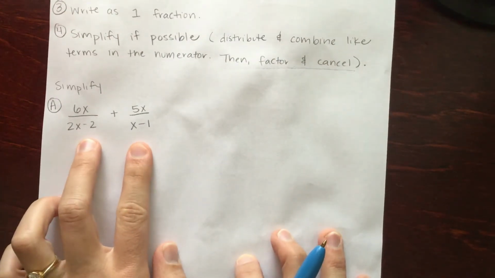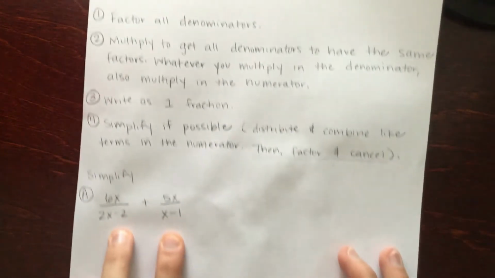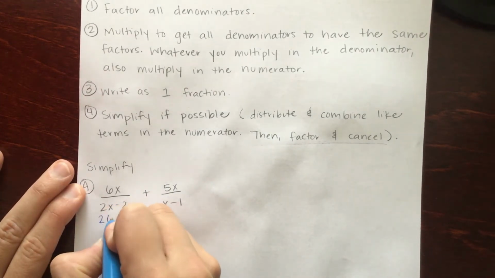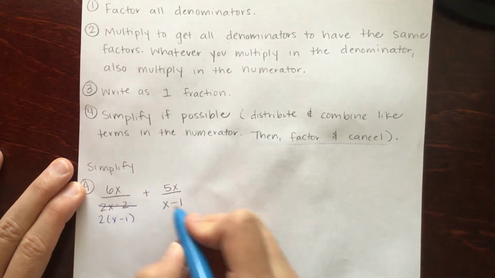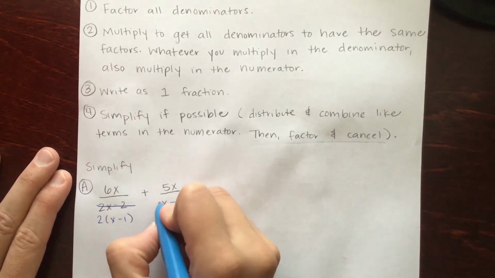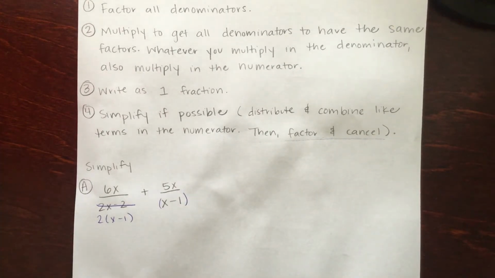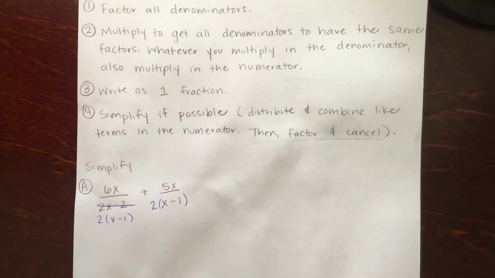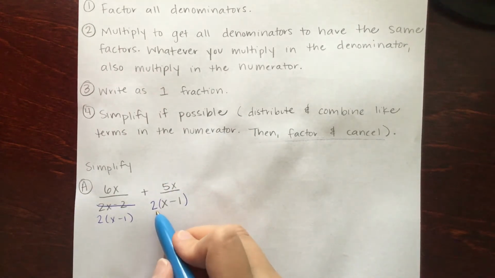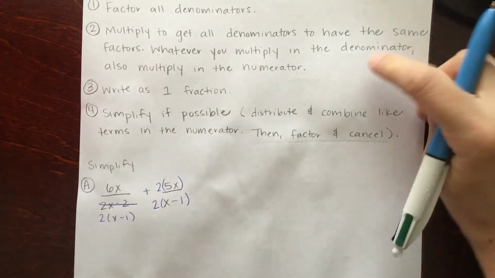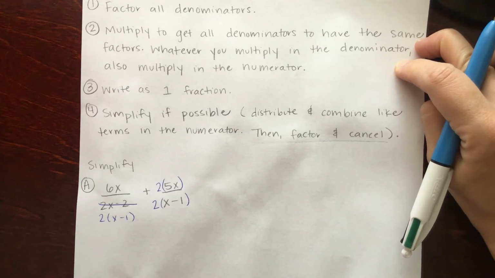Let's do an example. All right, simplify. Step 1, let me show you the steps again. Factor the denominators. So if I divide out a 2, the second piece can't be factored. So notice this first denominator has a 2, which means I need to put a 2 with my second denominator, and now they have the same 2 factors. Whatever you put in the bottom, you have to also multiply on top. That's what I mean in the second step here.